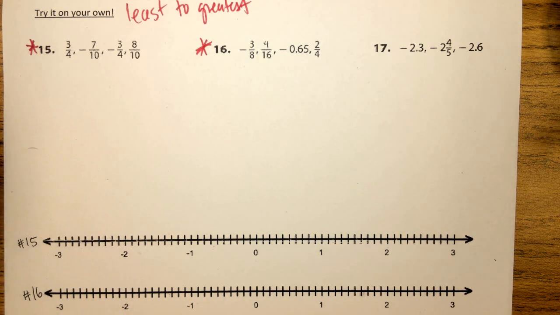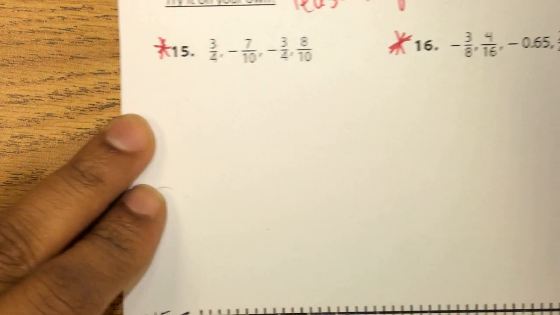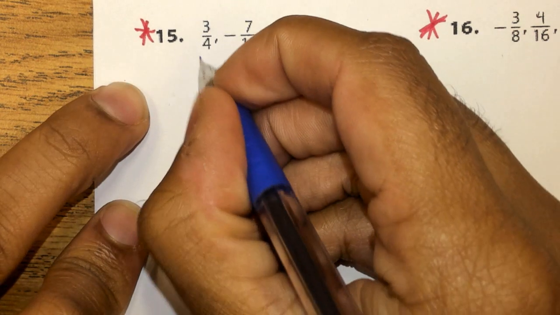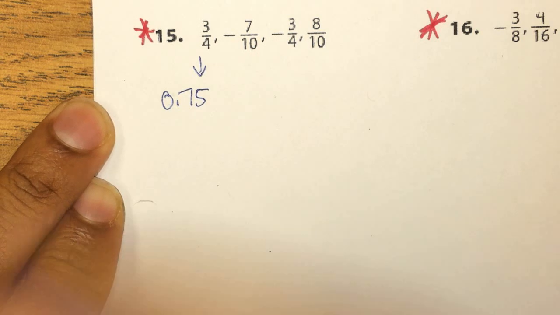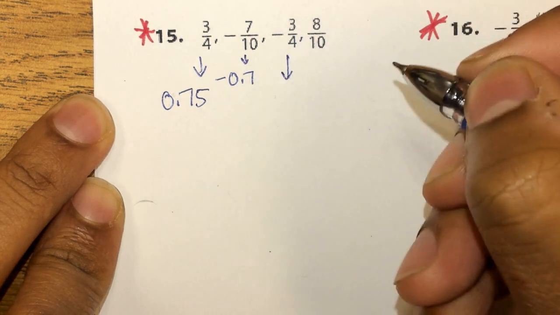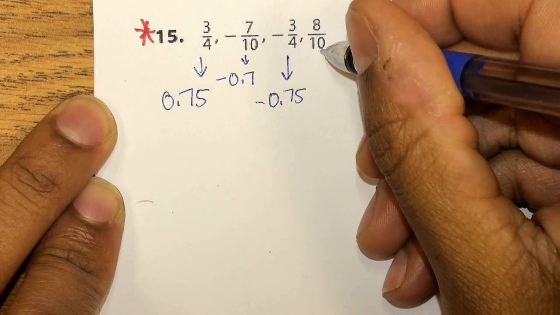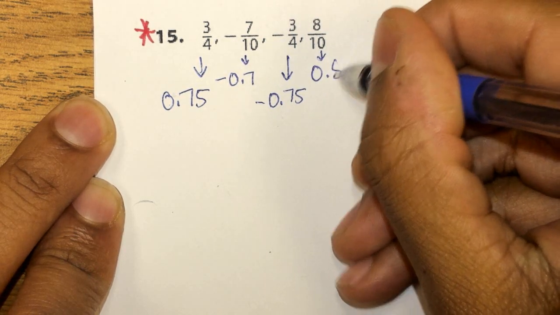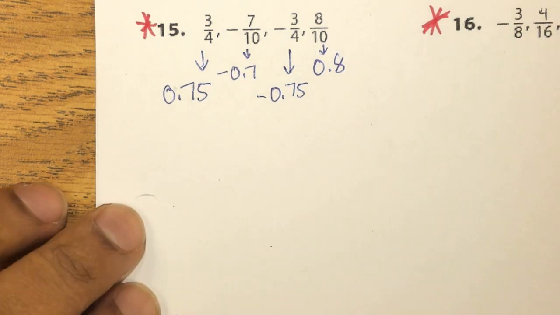Alright, let's go ahead and review. Now, for the first one, 15, again, you should have converted those into decimals. 3/4 is one of our benchmark fractions. That's 75/100. -7/10 is -0 and 7/10. -3/4 is -0 and 75/100. 8/10, we read it like we say it, 8/10. Now, if you want to go over it one more time, see if your division's correct. That might be where your mistake is.